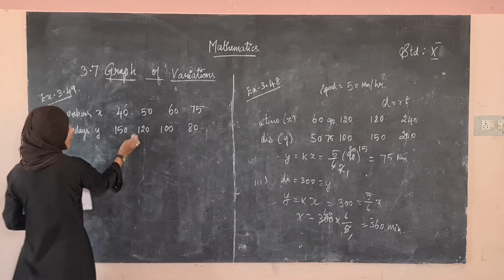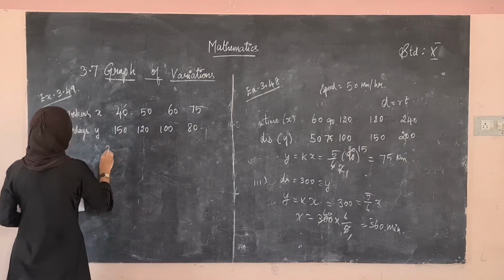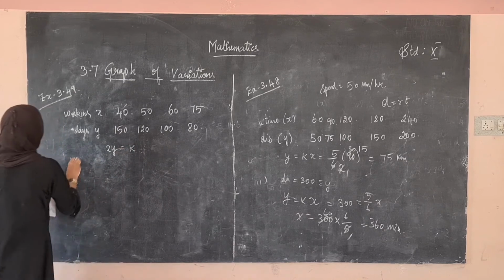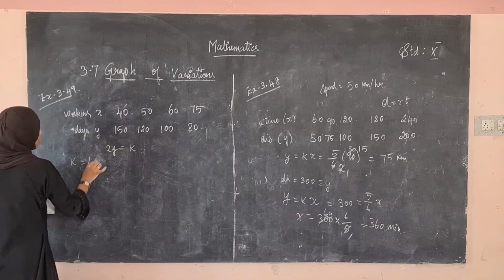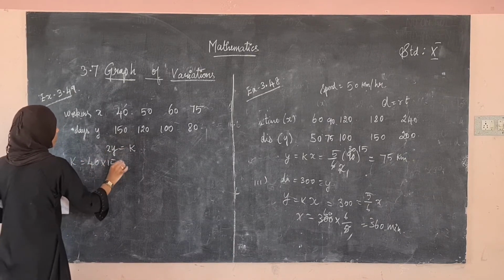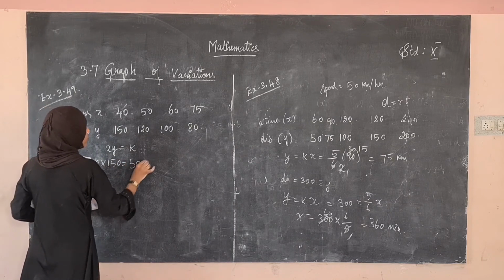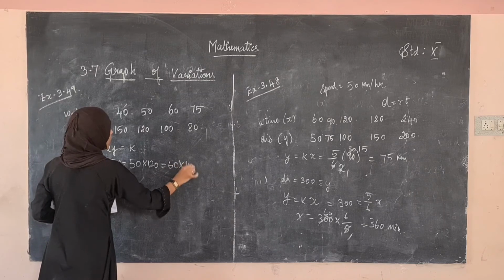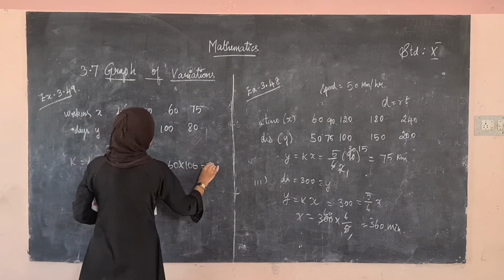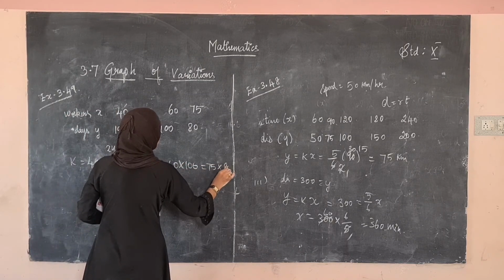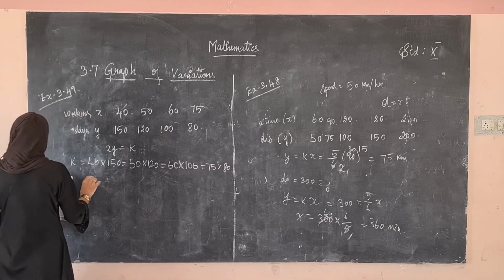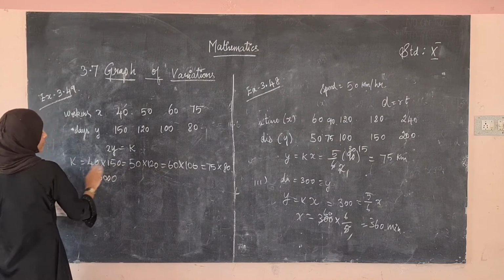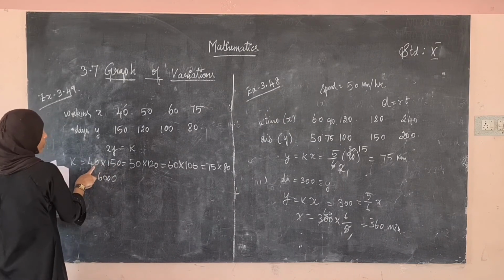Before that, shall we find the constant of variation? That is, what's the equation? xy is equal to k. So k is equal to, here it is 40 into 150, which is equal to 50 into 120, which is equal to 60 into 100, which is equal to 75 into 80. What is the constant of variation? The constant of variation is 6000, right?